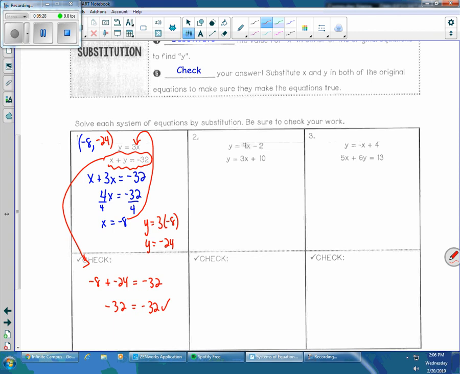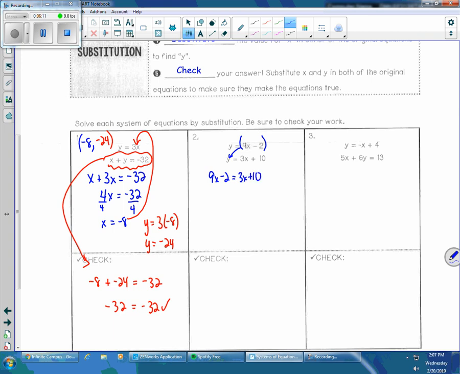The next one is going to be very similar, okay? The top equation says y equals 9x minus 2, and the bottom equation says y equals 3x plus 10. Now, again, it doesn't matter whether I put parentheses around the top equation or the bottom equation. It's going to work out to be the same. I'm going to take this whole quantity, pretend like those parentheses are like hands picking up that blob of numbers, and substitute them in for the y in that equation. So instead of writing y, I'm going to write 9x minus 2 equals 3x plus 10.